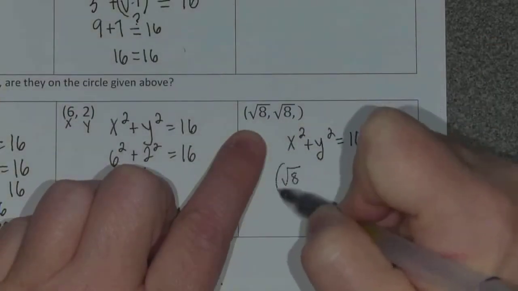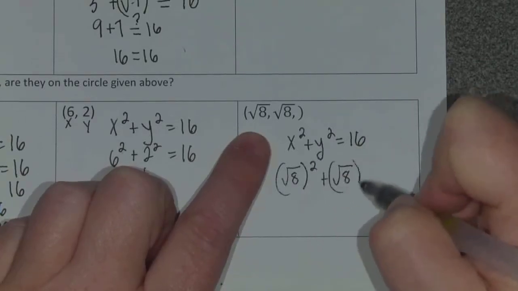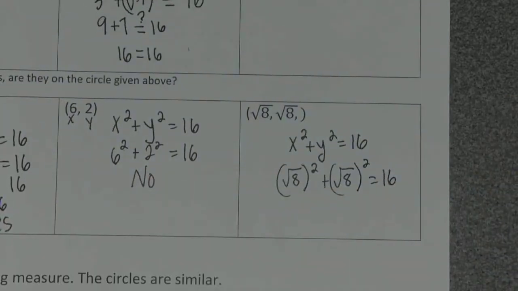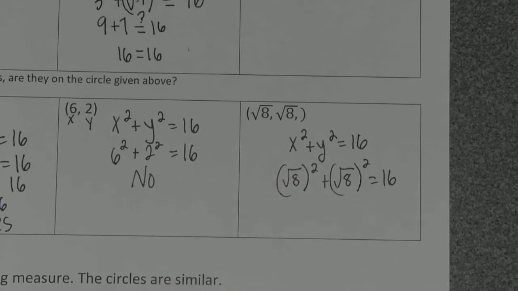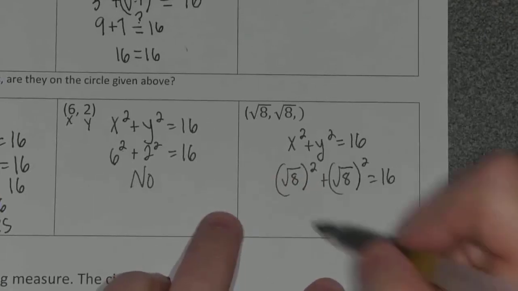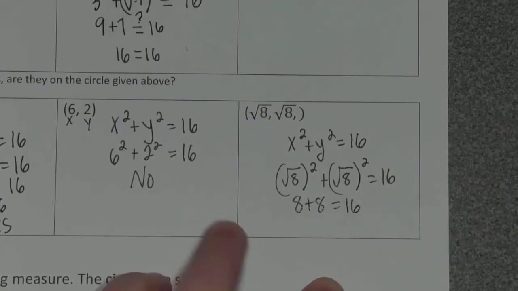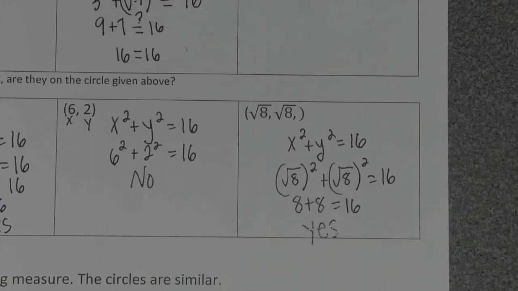So I'm going to do the square root of 8 squared, the square root of 8 squared, and I want to know if that's equal to 16. Anybody remember what I get when I square and square root a number? You get that number, right? So this is going to be 8 plus 8. Did that work? So is it on the circle? The answer would be yes. Okay. Questions on how I did that?